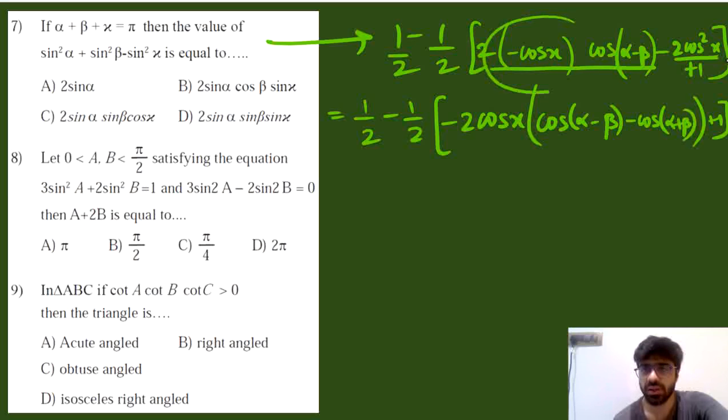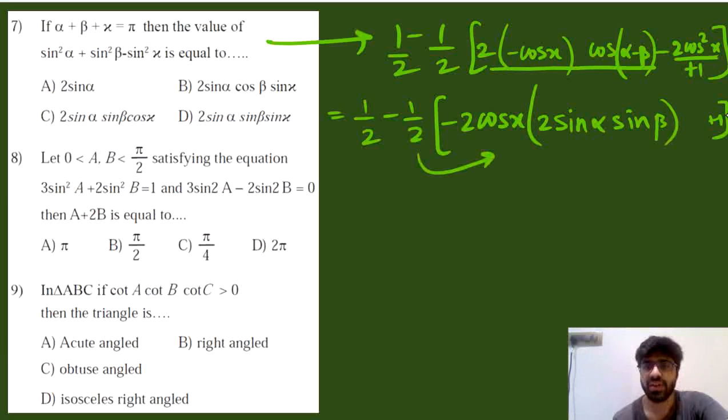We had just got it here. Cos of alpha plus beta was minus of cos x. So cos x has been replaced with minus of cos alpha plus beta. Cos alpha minus beta will be cos alpha cos beta plus sin alpha sin beta. This would be cos alpha cos beta minus sin alpha sin beta. And when you expand the bracket, the cos terms get cancelled and the sin terms get added. So this entire bracket turns out to be 2 times sin alpha sin beta.